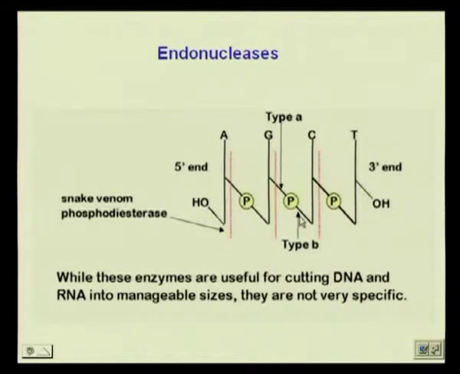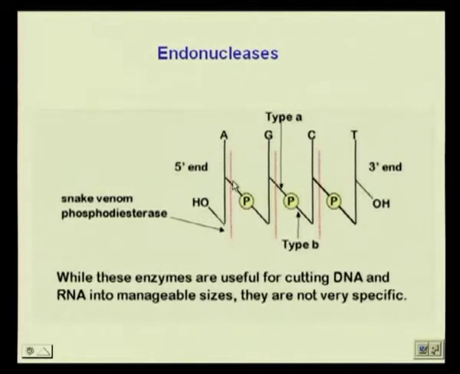If the cleavage is here, it is cleaving at the 5' end. So, it is type B. If it is cleaving here where the red dotted lines are, it is cleaving at the 3' end. It is type A. For example, the phosphodiesterase present in snake venom is a type A endonuclease. It just chops off the RNA.